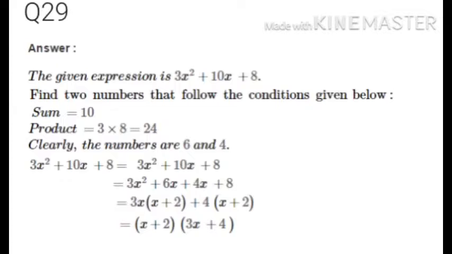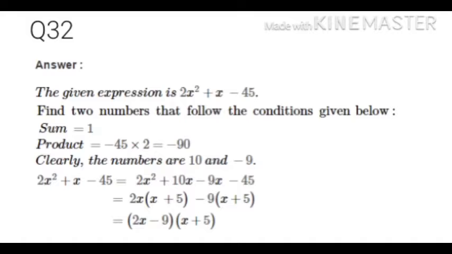So 3x square plus 10x plus 8 is written as 3x square plus 6x plus 4x plus 8. By the grouping method of first two and the last two, the common factor for the first two is 3x and for the last two is 4. Then we have to write like this, 3x bracket x plus 2 plus 4 bracket x plus 2, and the factors are x plus 2 and 3x plus 4.